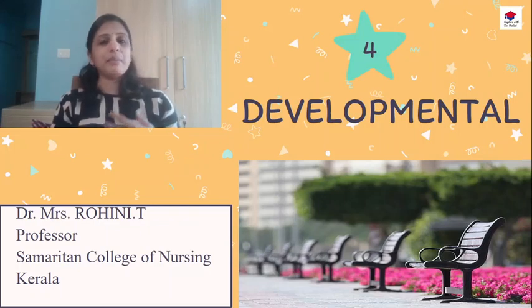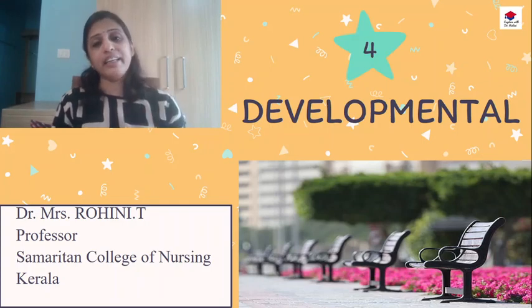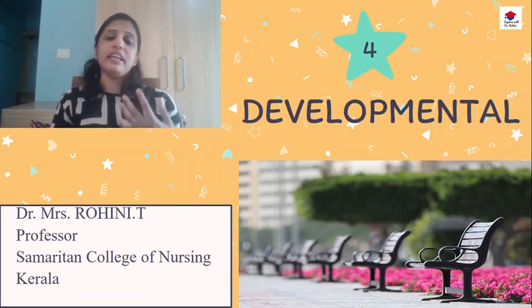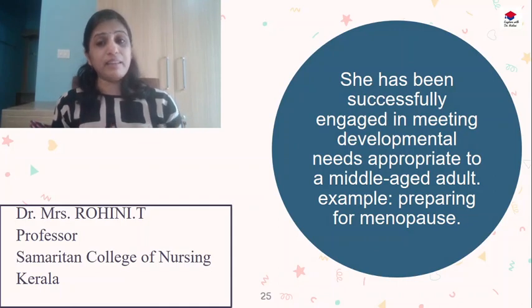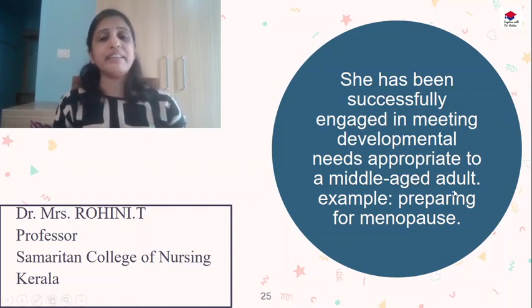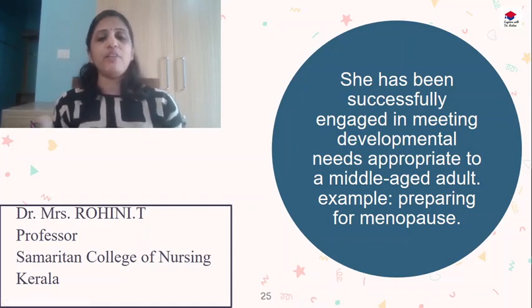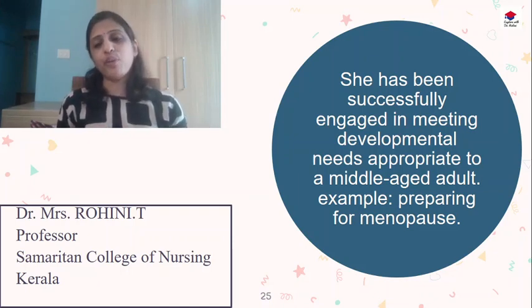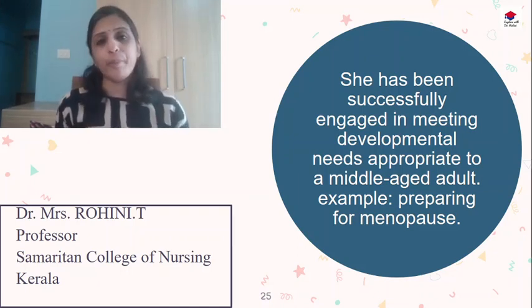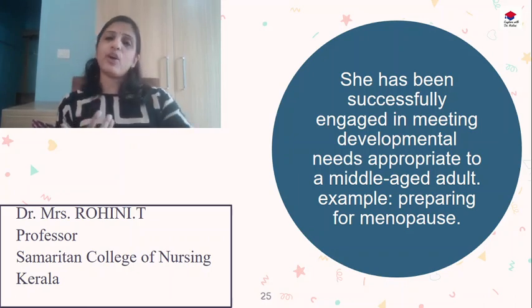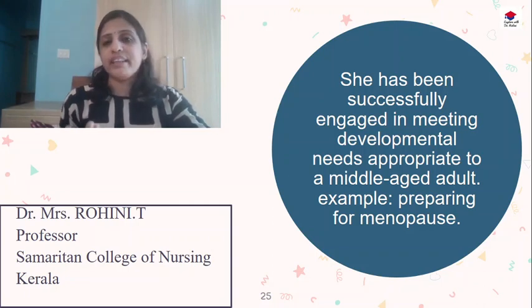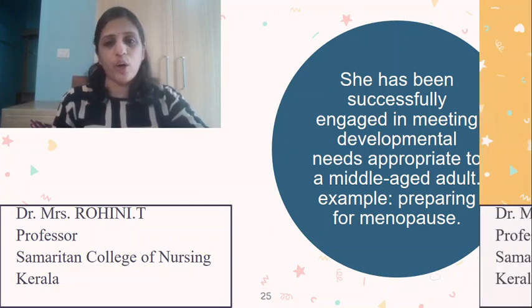Developmental variable. She is a middle-aged woman. Let's say it is a lady who is around 40 years, 45 years or even 50 years. In that case, we can say that this patient is successfully engaged in developmental needs appropriate to a middle-aged adult. For example, a 50-year-old or a 54-year-old getting prepared for menopause is considered a normal developmental variable. So based on that age, we can find out whether that developmental variable is achieved or not.